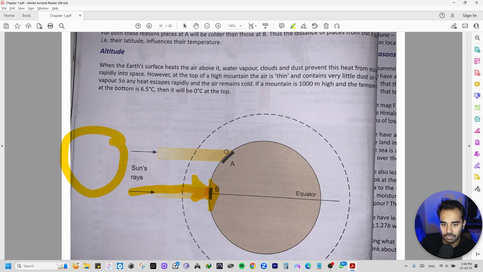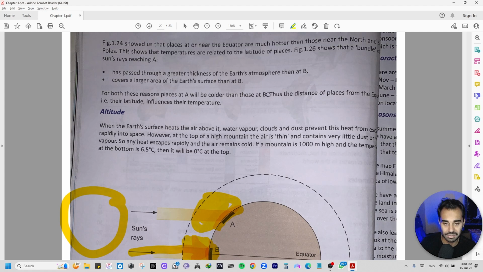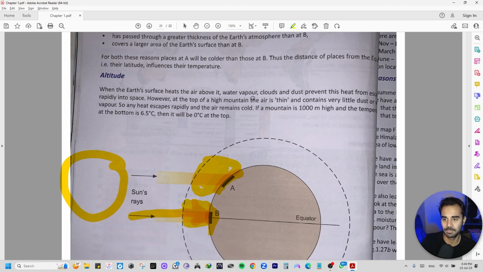But if you see over here, it is not getting an opportunity to focus. Instead, it's spreading all over this area, and it has to cross a huge thick area of the atmosphere, instead of this situation where it only has to cross a little bit of the atmosphere. We have studied that the atmosphere plays a huge role in blocking the sun's heat, right? Remember the clouds, they reflect back in the atmosphere as well. The clouds also absorb a lot of the heat from the sun, right?